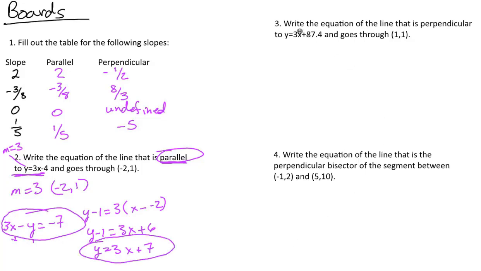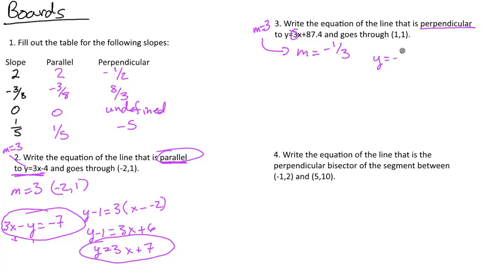Either way. All right. Write an equation of the line that is perpendicular this time to this, y equals 3x plus 87.4, and goes through that point. Well, what's this slope? Slope is 3. We don't want that slope. We want the perpendicular slope. So the one we actually want is slope is negative 1/3. Let's do it y equals mx plus b route this time.